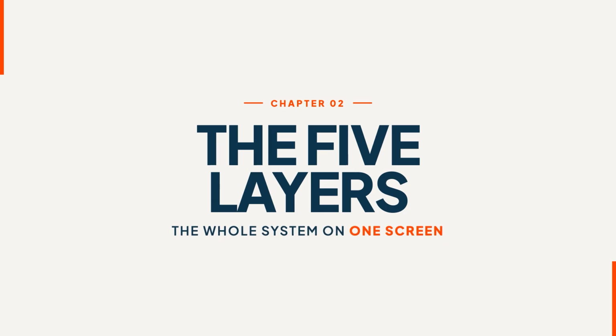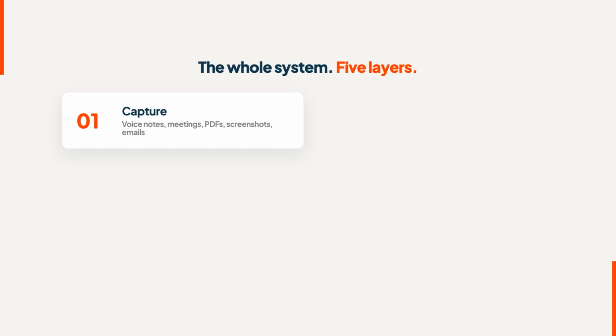Now, under the hood is 5 simple layers. This is the whole thing on one screen, then we build it. First layer is capture. This is where everything comes in. Voice notes, meetings, PDFs, books, YouTube links, browser clips, photos, screenshots, emails, prompt ideas, inspiration, and more. Layer 1 is all about gathering inspiration, information, and ideas.